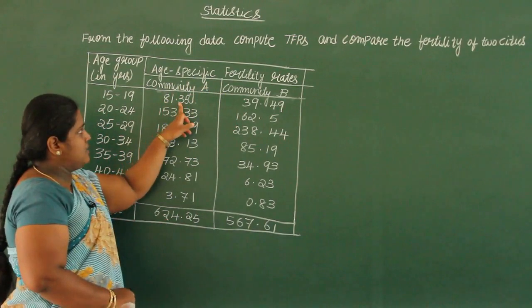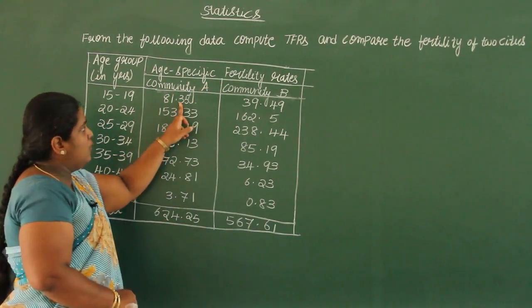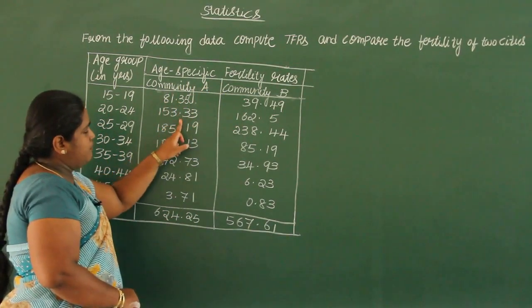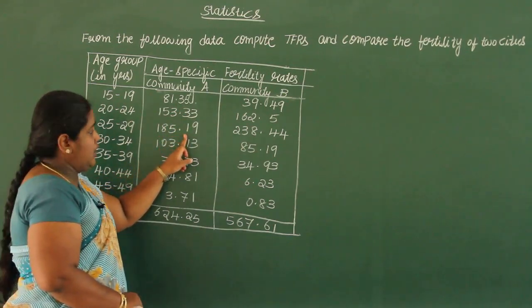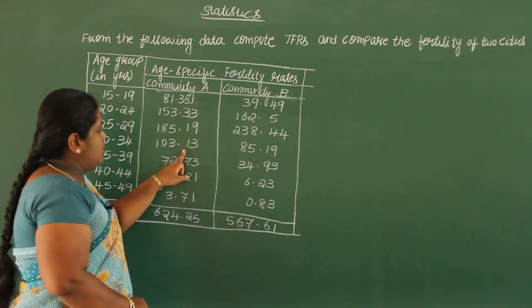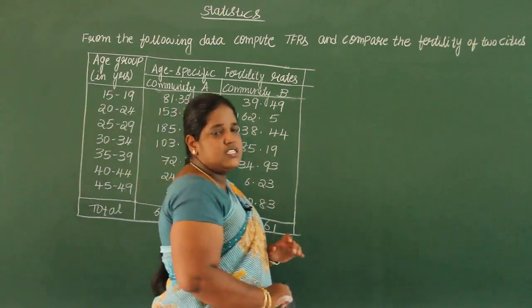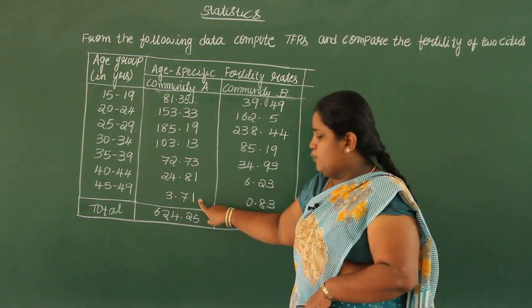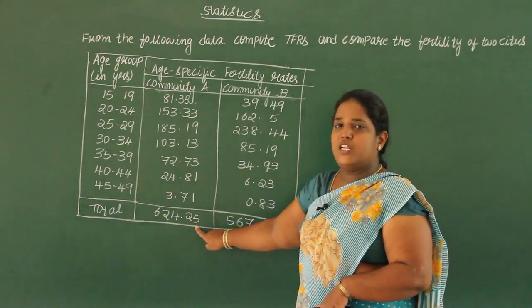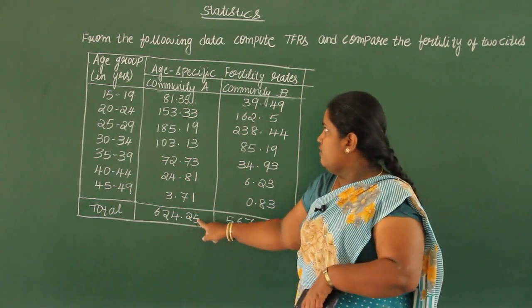So you have to add this community A value: 81.35, 153.33, 185.19, 103.13, 72.73, 24.81 and 3.71. So when you add, we'll get 624.25.